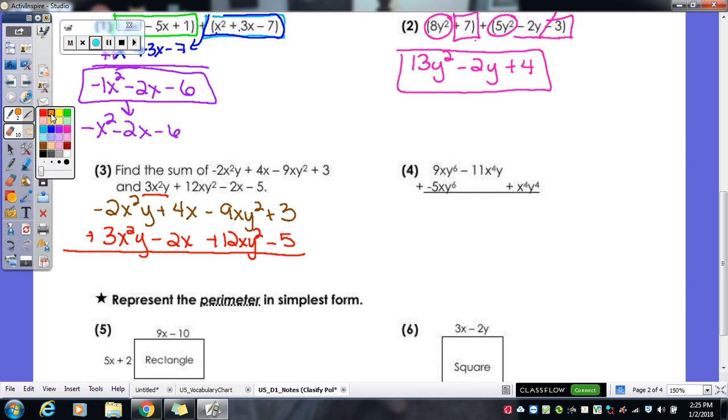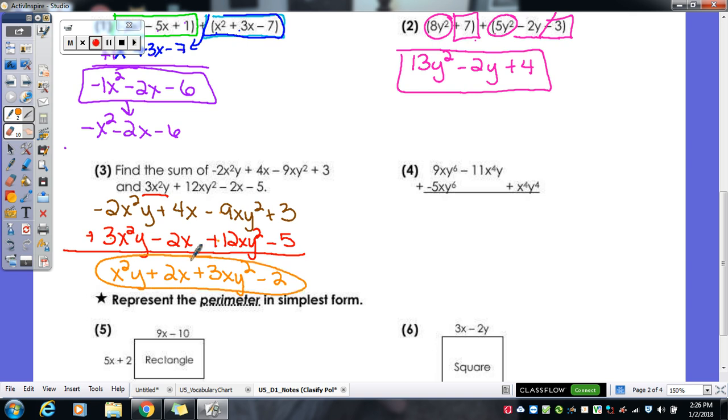So now we can add them. Negative 2 plus 3 would give us 1x squared y. Or you could just write x squared y. You don't even have to put that 1 there. Same thing. And 4x minus 2x would give us a plus 2x. Negative 9 plus 12 would give us a positive 3xy squared. And then 3 minus 5 would give us negative 2. So that ends up being our final answer there.